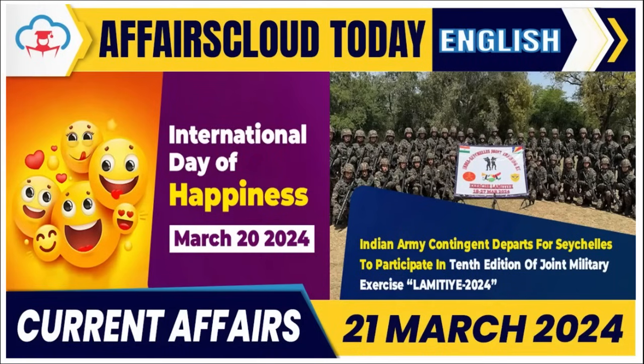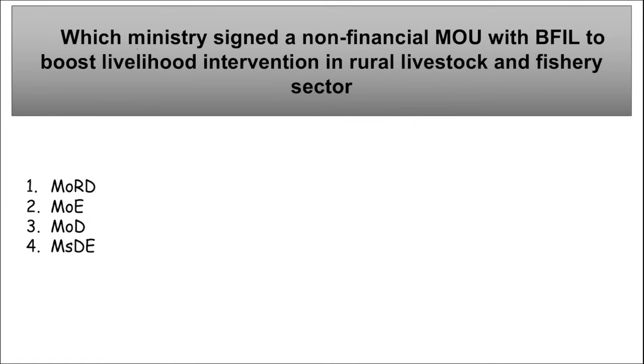Hello everyone. So in this video, we will be discussing important current affairs for 21st of March. Let's start. First question is, which ministry recently signed a non-financial memorandum of understanding with BFIL to boost livelihood intervention in the rural livestock and fishery sector? So which is that ministry? It is the Ministry of Rural Development.